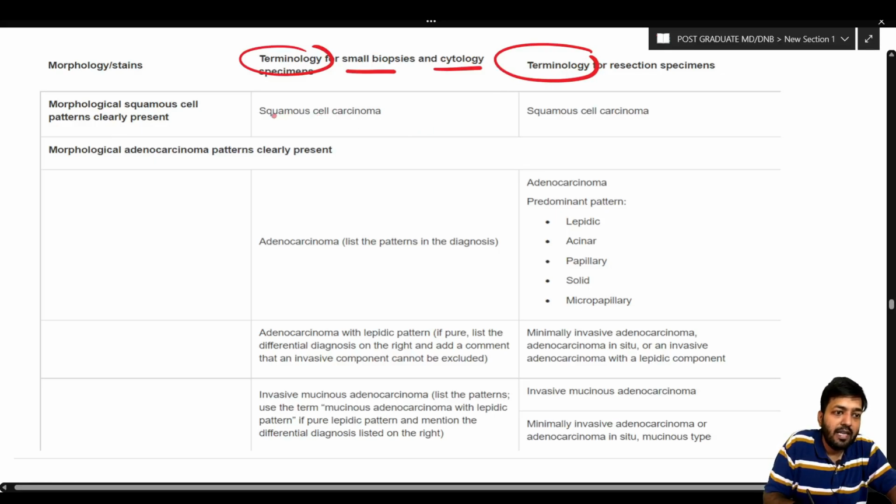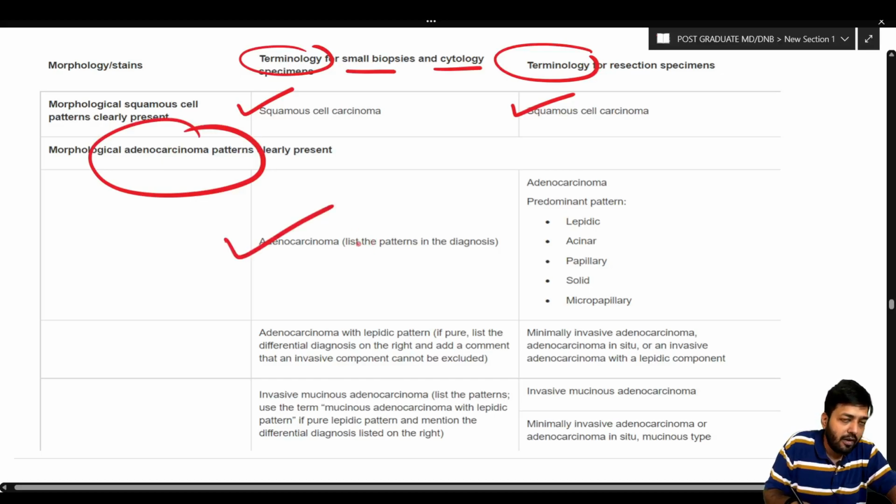Very importantly, if you are sure morphologically about squamous cell, you can give the diagnosis straight away in the cytology smear. Then in resection specimen, again the same term is used. Again, if you are sure of adenocarcinoma, you have to write adenocarcinoma. If you are morphologically sure it is adenocarcinoma, along with that you have to state the patterns. Now again on the resection specimen it is the same thing.